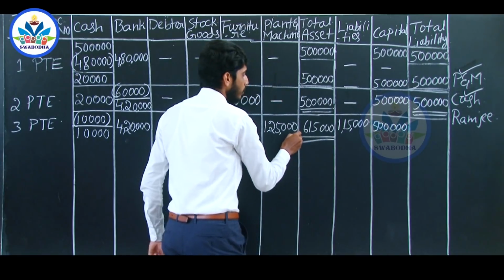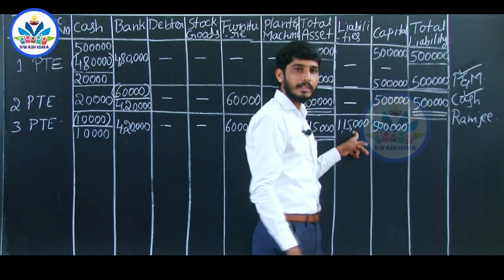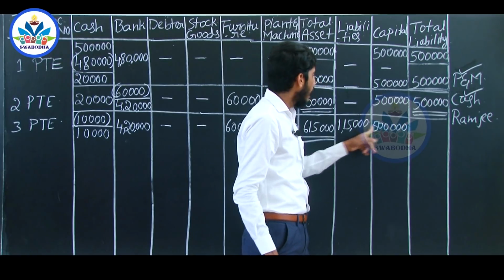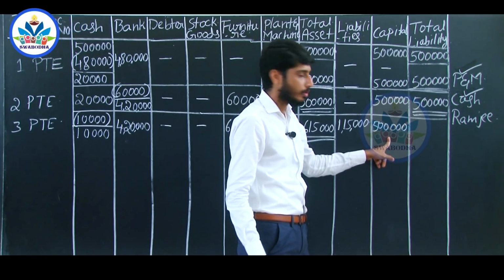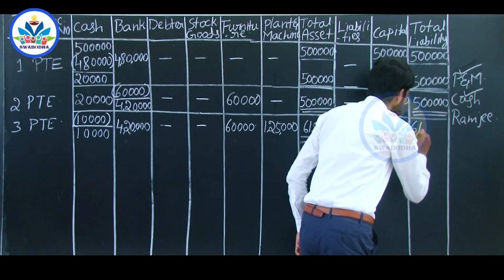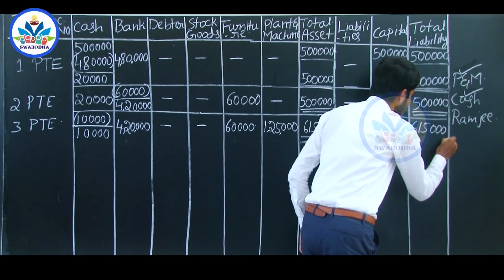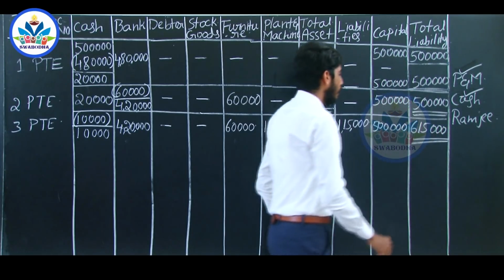6,15,000. On the other side, 1,15,000 of liabilities and 5 lakh rupees of capital amount. When you add this, again the total is 6,15,000. So, it is again equal.